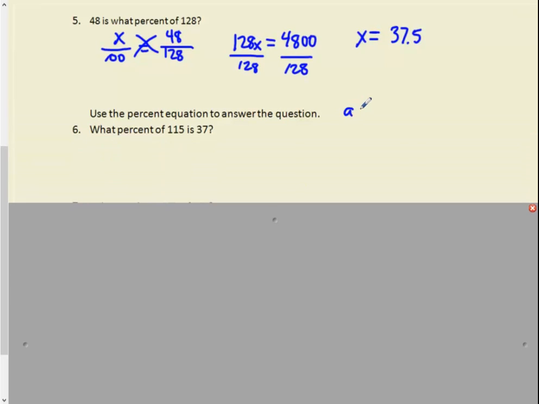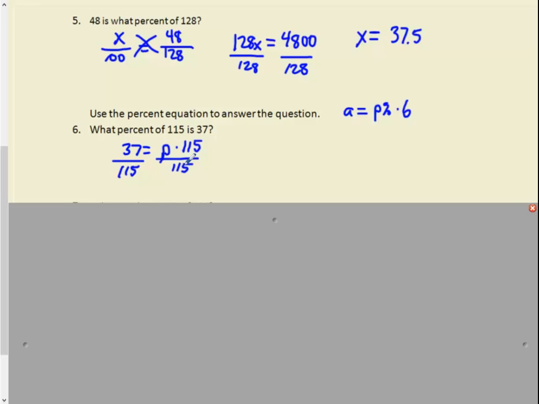We can also use the percent equation to answer the question. Remember, that one looked like this: A equals P percent times B, where we have of and is. So what percent of 115 is 37? Is 37 means 37 goes by itself. What percent? So we don't know the percent. Let's call it P. Of 115 means multiply by 115. So to get P by itself, we're going to divide by 115.